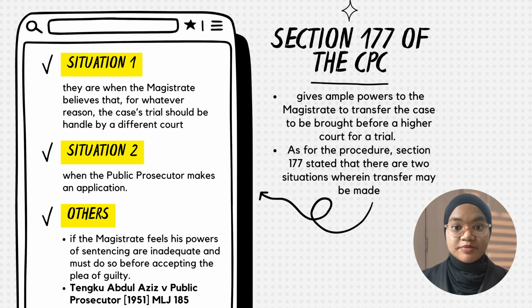They are when the magistrate believes that for whatever reason the case trial should be handled by a different court, and when the public prosecutor makes an application. The magistrate may transfer in any trial before him and at any stage of the proceeding. This also normally may take place if the magistrate feels his powers of sentencing are inadequate, and must do so before accepting the plea of guilty.